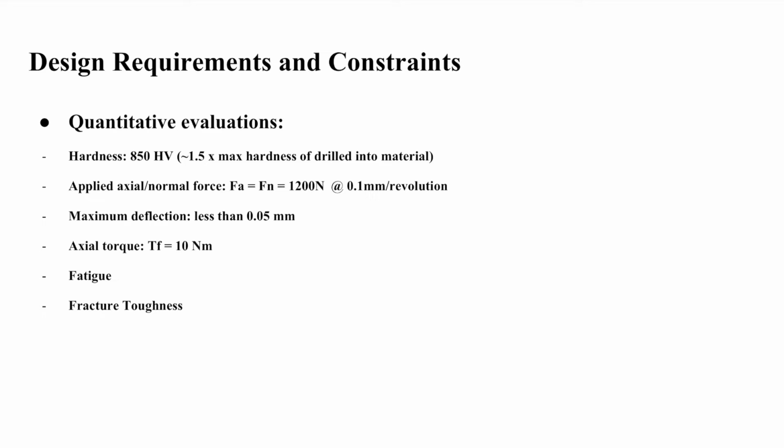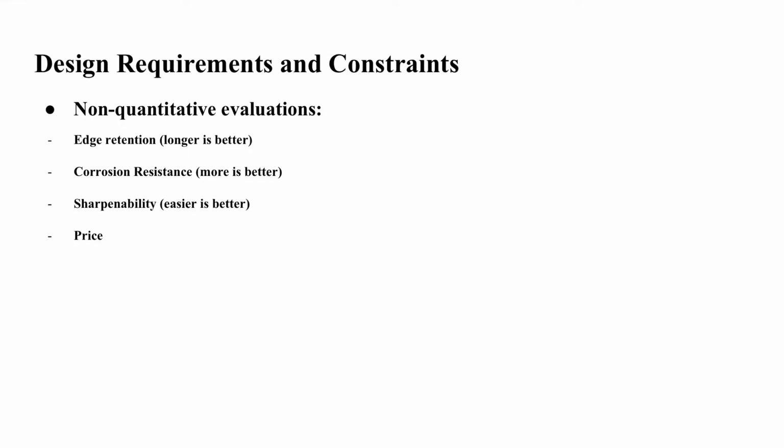In addition, drill bits will have a high operational cycle, which may cause the drill bit to fail under fatigue. The drill bit should also have a high fracture toughness. These concepts were not quantitatively determined, and instead the relative differences between materials formed the basis for rankings. There are other non-functional constraints such as edge retention, corrosion resistance, sharpenability, and cost.